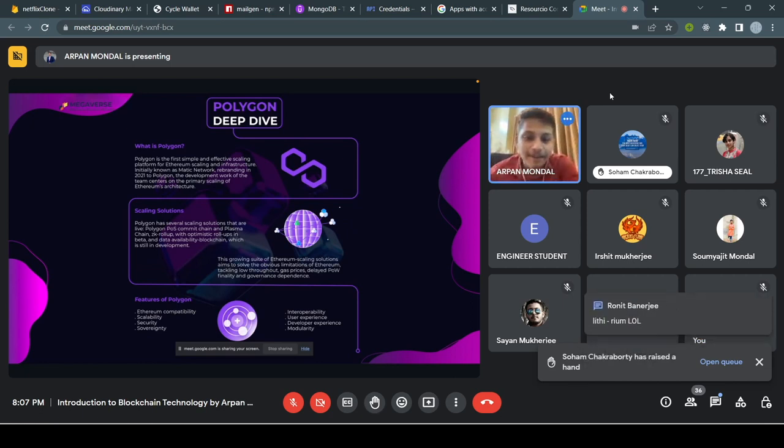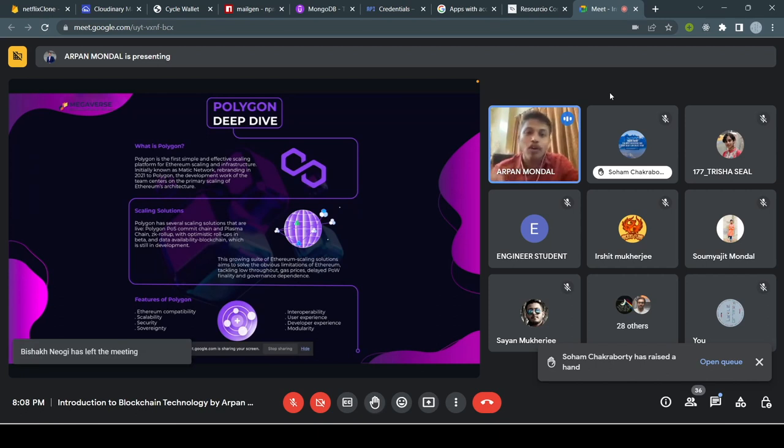So in Polygon there are several scaling systems. How they are doing it in Polygon is that there is a PoS commit chain. What does this mean, PoS? Oh my god, this is a very hard word. Let me explain in simple words. PoS means proof of stake. Do you remember I said earlier that the people who used to do mining paid some money for validating the block? So here also you are committing something.